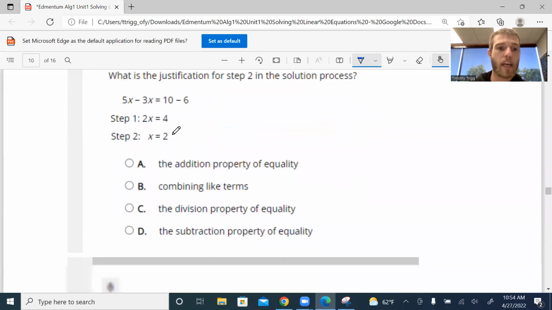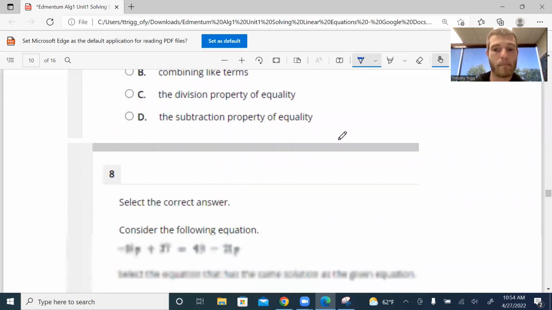All right, justification for step 2. So how did they go from step 1 to step 2? I hope you can see they divided by 2 on both sides of the equation. So which property is that?